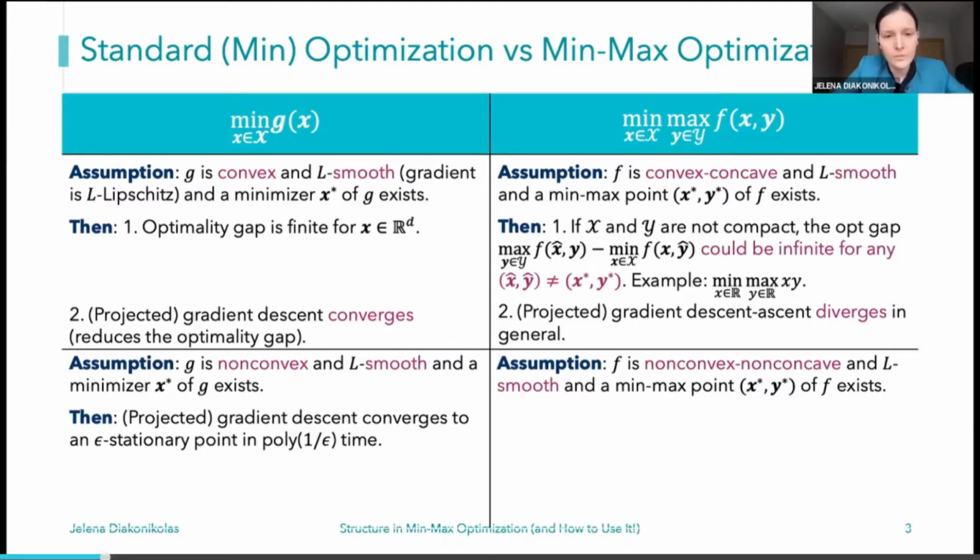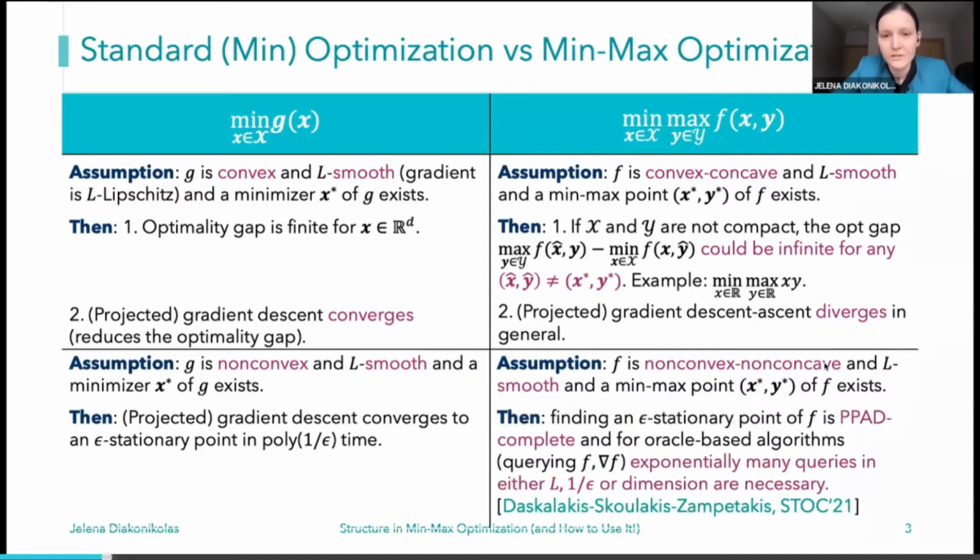You look at the counterpart setup for min-max optimization, and the problem becomes computationally intractable. In particular, the problem is what is known as PPAD complete. It's a complexity class similar to NP complete. All problems are polynomial time reducible to each other. No polynomial time algorithms exist. So this is just for getting a gradient of value at most epsilon.